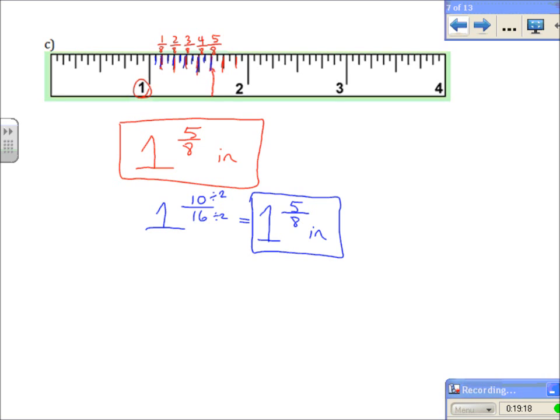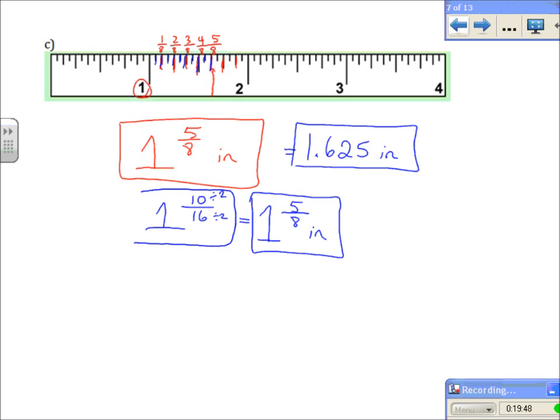If I'm going to leave my answer in a fraction, it will look like this. The other option is you could express this as a decimal. If you take your calculator, 5 divided by 8, I get 1.625 inches. So if I prefer to use a decimal, these 2 values are the same. And if I chose the method where I counted the small divisions, I would have ended up with 1 and 10/16. Notice if you divide 10 by 16, you get the exact same number, 1.625 inches.